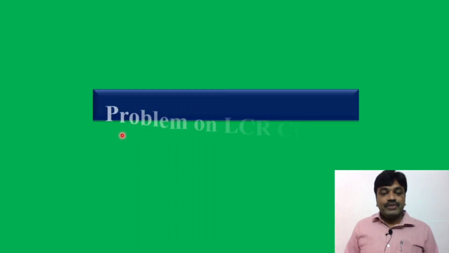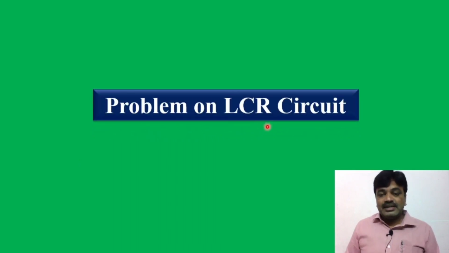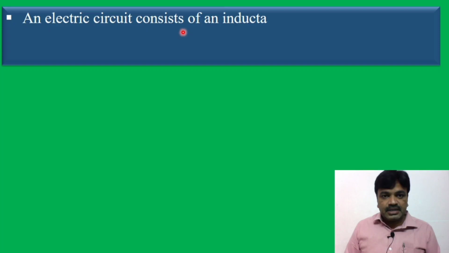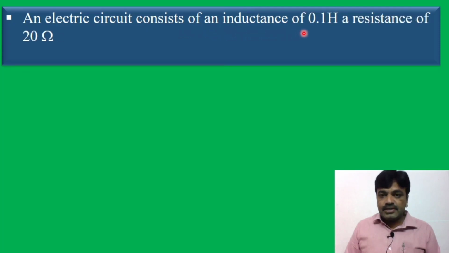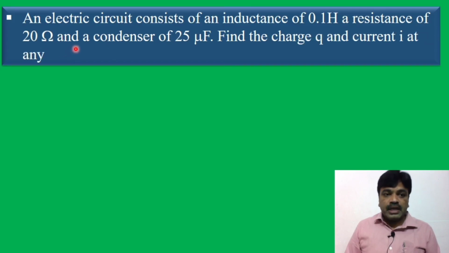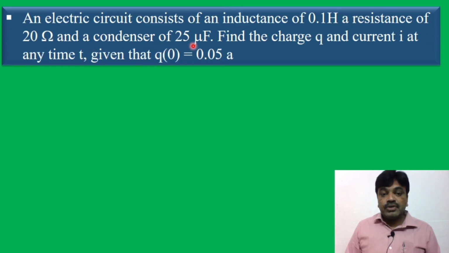Today we discuss a problem on the LCR circuit. Let us see the problem. An electric circuit consists of an inductance of 0.1 Henry, a resistance of 20 ohms and a condenser of 25 microfarad. Find the charge Q and current I at any time t, given that Q(0) = 0.05 this time, and I(0) = 0.